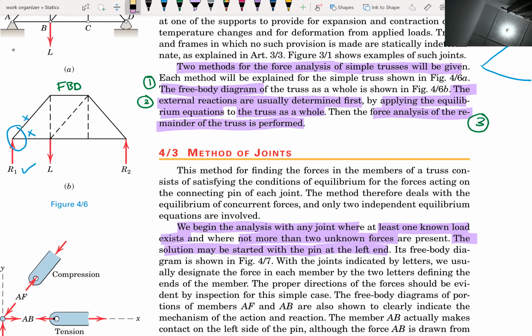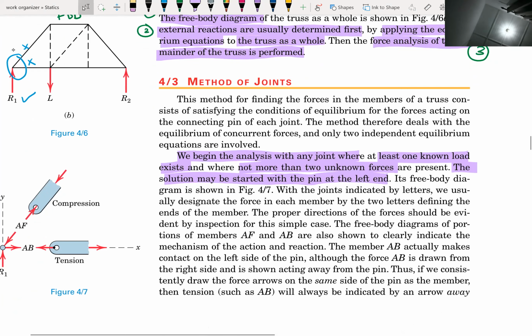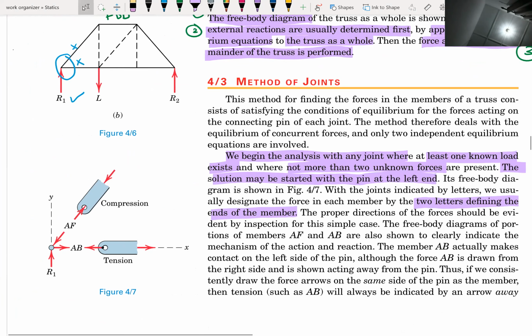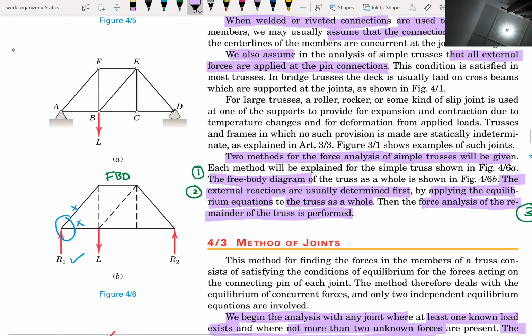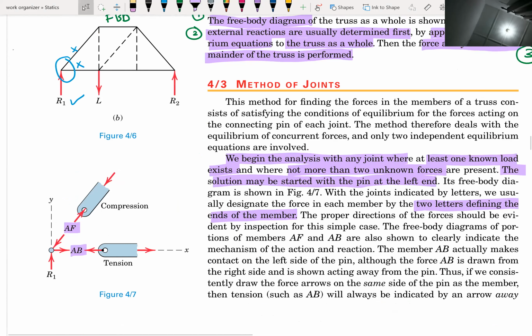To avoid confusing two letters when defining, I should define by the end member. So in this case we just put AF and AB. We name it based on the joint.